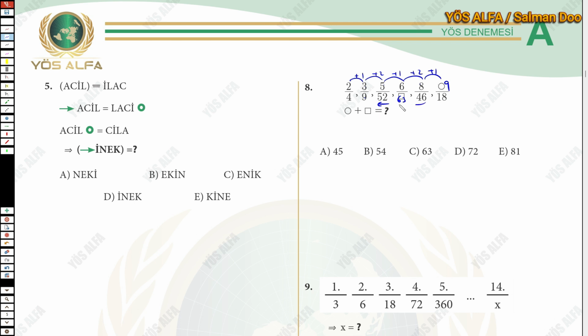So we got both unknowns. The summation of these two is 9 plus 63. The answer is 72. D.